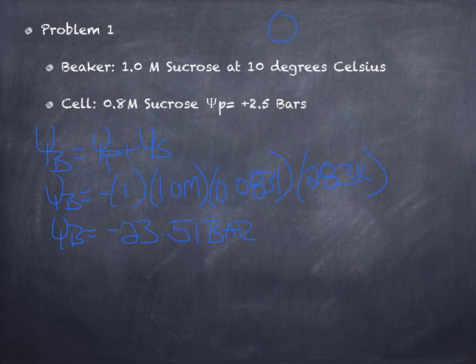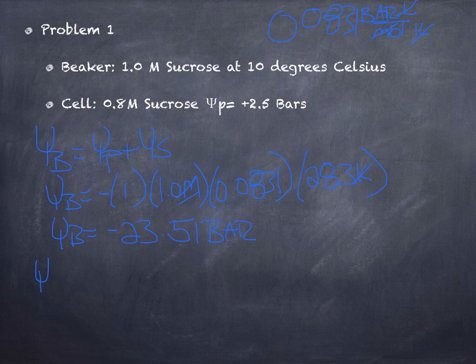Sorry, our constant, I'll write it up here. I kept running out of room as I was doing this earlier. 0.0831 bar liter per mole Kelvin. So we cancel out all of the different values. Moles cancel out. This is moles per liter here. Liters cancels out under the molar there. You have Kelvin that cancels out, so you're left with the units of bars. So that's our pressure value here, negative 23.51 for the beaker.